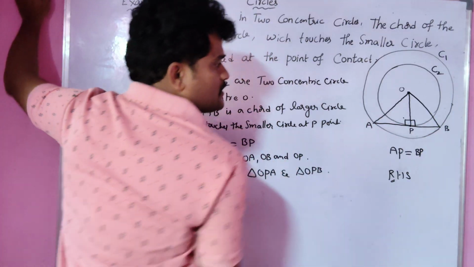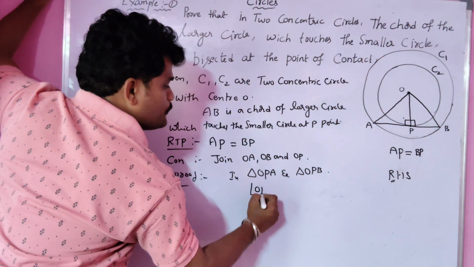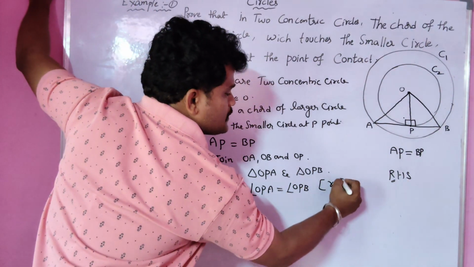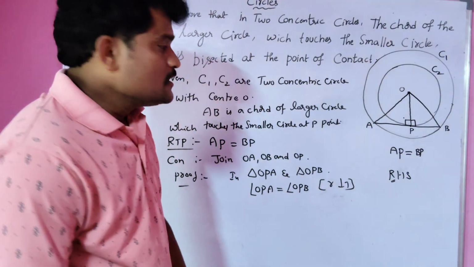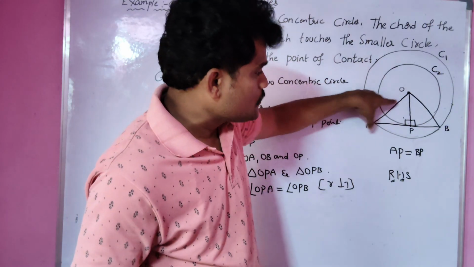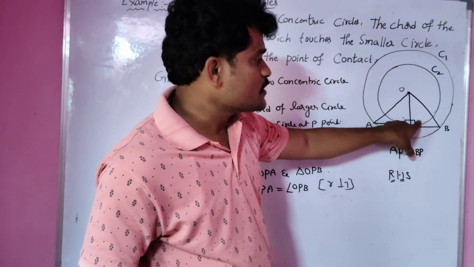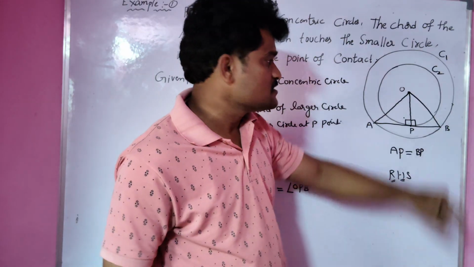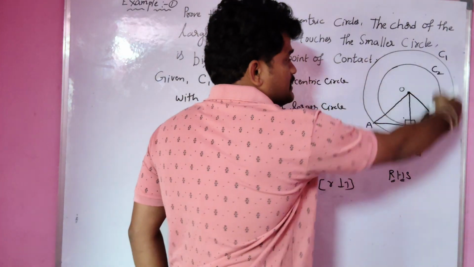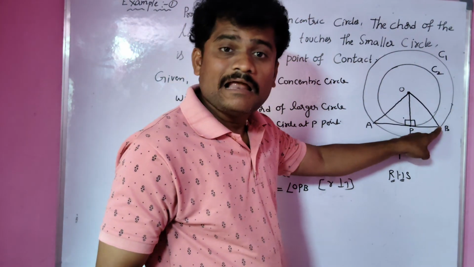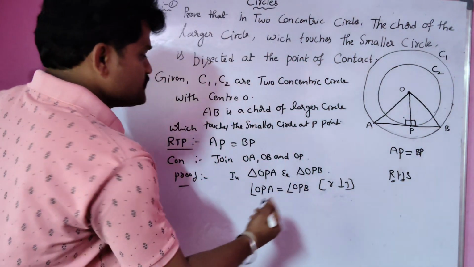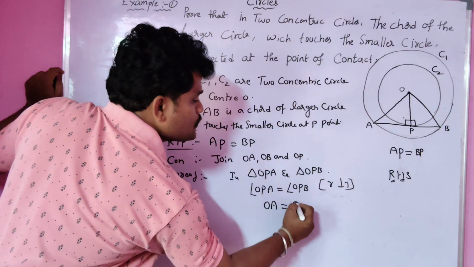So angle OPA is equal to angle OPB, because radius is perpendicular to the tangent. And second, hypotenuse. In this triangle, the side opposite 90 degrees is OA, the hypotenuse. In the other triangle, the side opposite 90 degrees is OB, that is also the hypotenuse. But we know that OA and OB are the radii of the big circle, and the radii of the same circle are equal. That means we can write here OA is equal to OB.